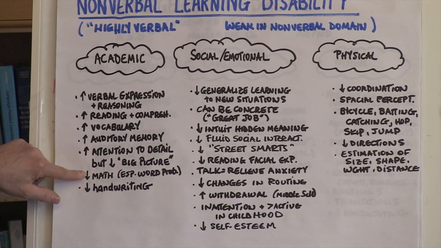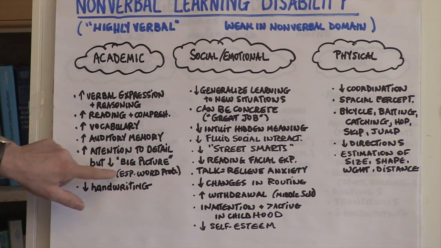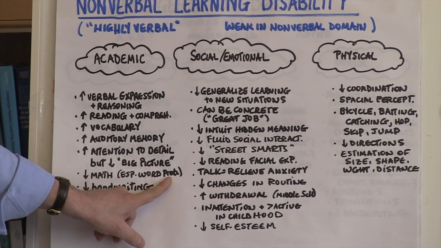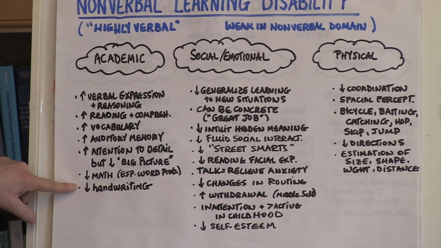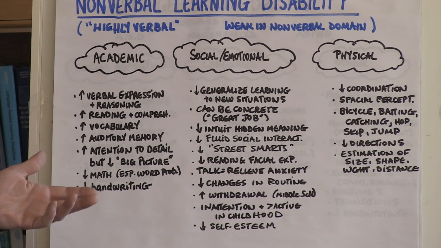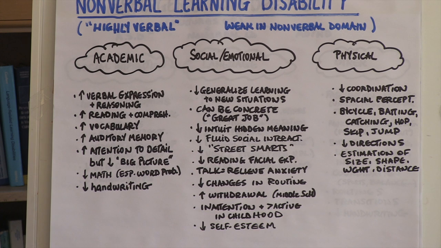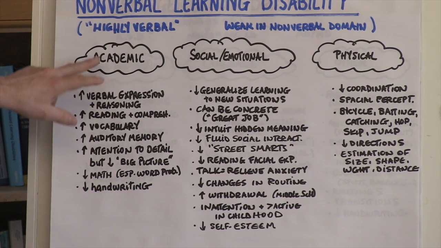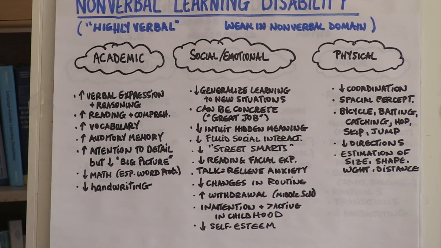Math tends to be an area of academic weakness for many individuals with nonverbal learning disabilities, especially when we talk about word problems. And handwriting, not the ability to formulate a written product, but the actual ability to do handwriting kinds of work, is often seen to be an area of weakness for individuals with nonverbal learning disabilities.